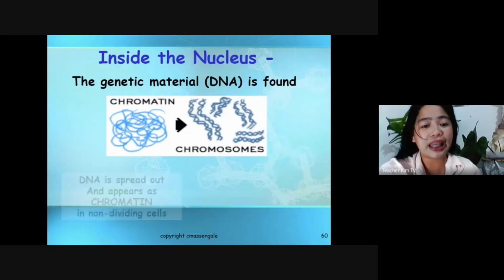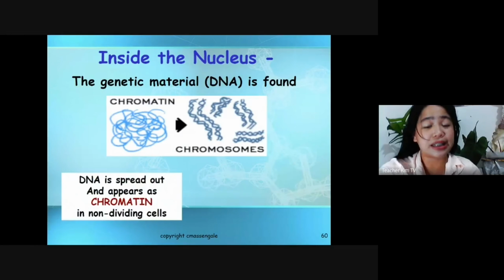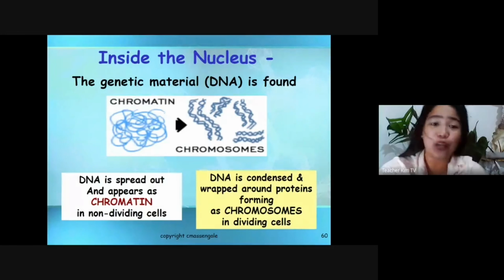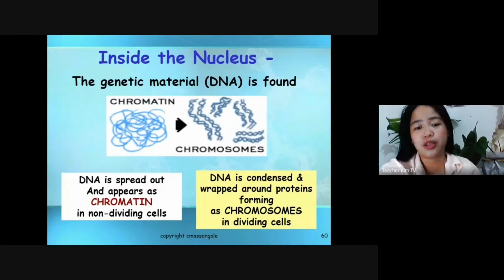So, inside the nucleus, you can find the genetic material there. And the DNA is spread out and appears as chromatin. So, it is called chromatin if the cell is non-dividing pa or hindi pa siya magde-divide. So, nagko-condense siya and wraps up around proteins and then it will form chromosomes. So, kailangan na yun pag magde-divide na.